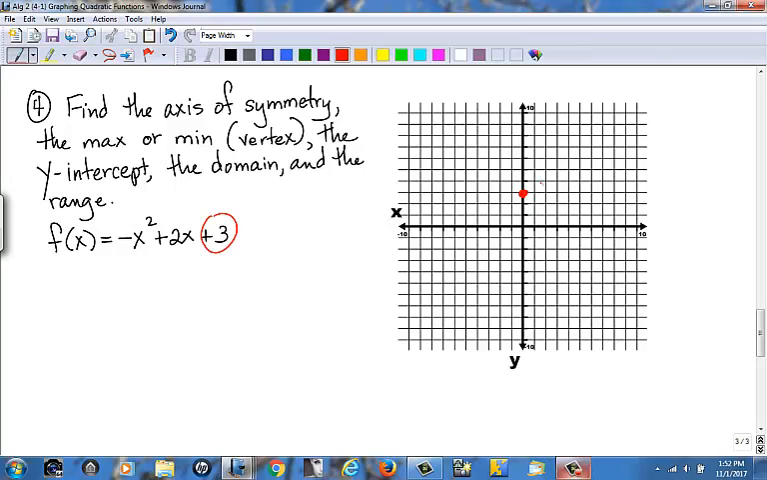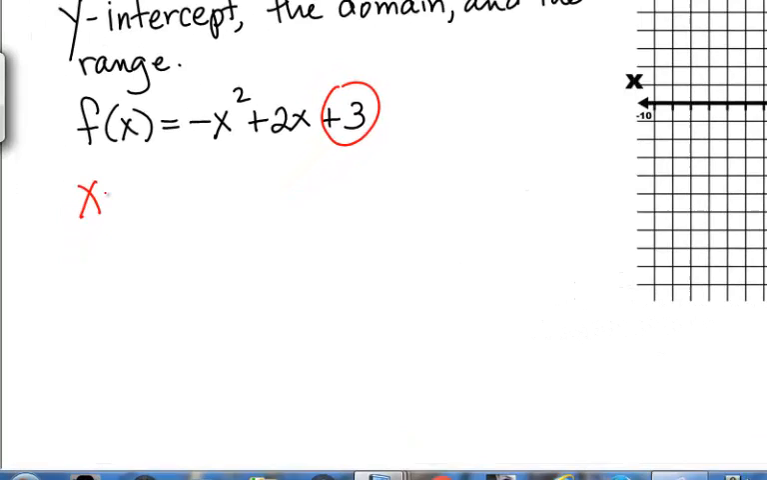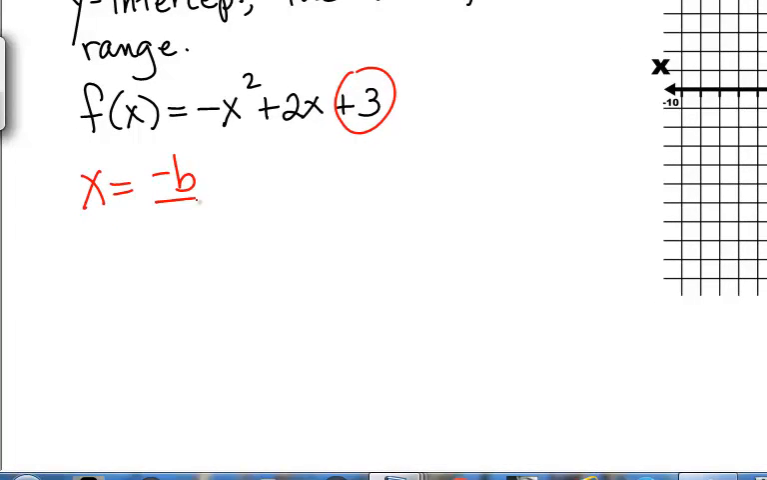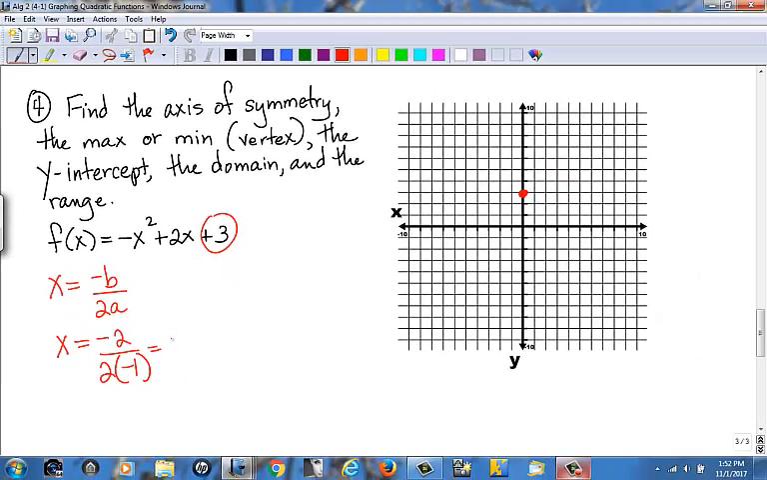You want to figure your axis of symmetry, which is the opposite of b over 2a. Get used to writing that formula down so you get it memorized, because we're going to do more down the road. So x equals negative 2 over 2. My a is negative 1. Negative 2 divided by negative 2. So x equals 1 is my axis of symmetry.